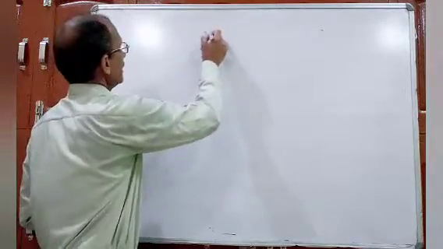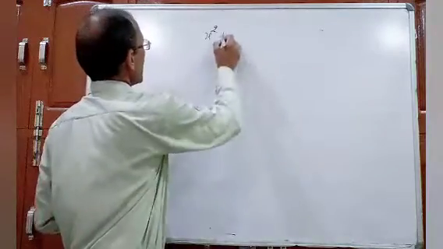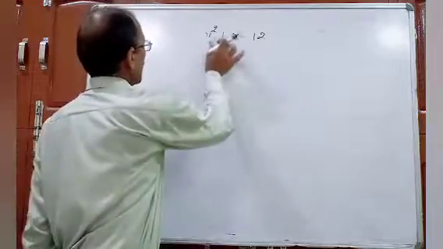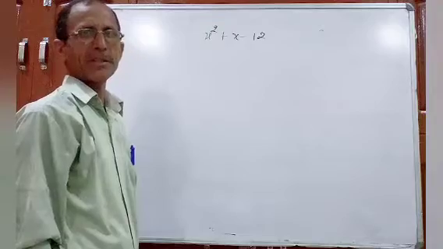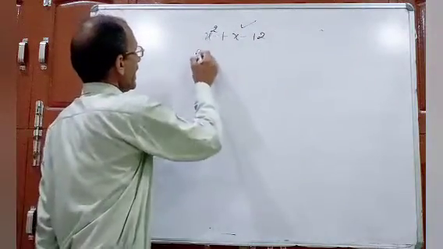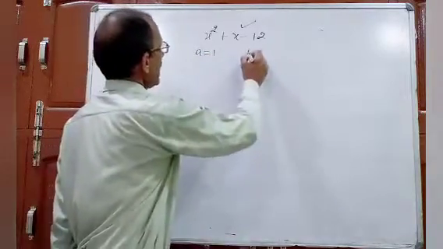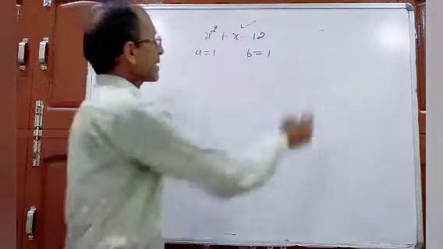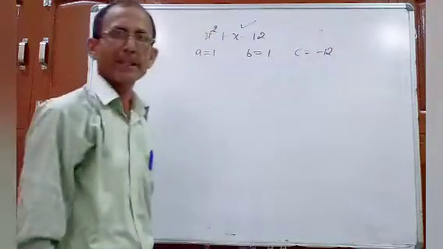X square plus x minus 12. This is an algebraic expression with degree 2. Now same method. What is A? A is 1. What is B? It means coefficient of x. B is also 1. What is C? C means constant term.